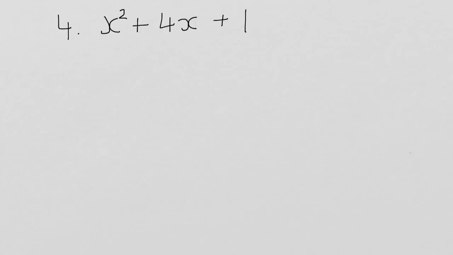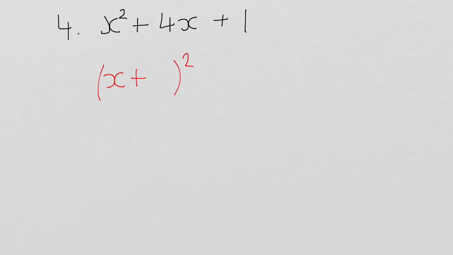Question 4. Write in the form x plus p all squared plus q. So we are just completing the square. Remember, we're going to have it in this form. To begin with, the first part is in this form, so it's going to be x, because x times x gives you x squared.